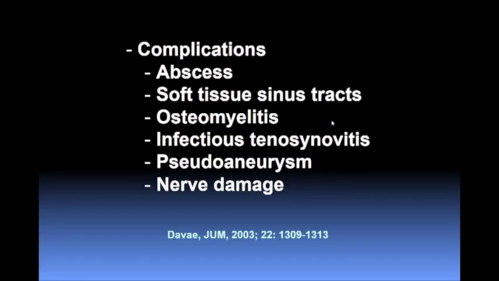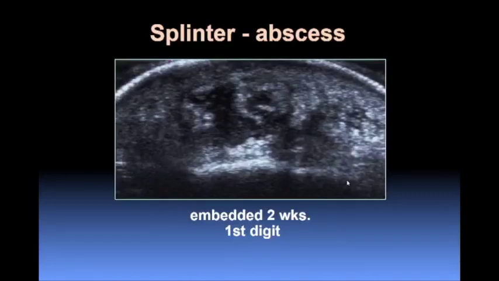Ultrasound is also good for looking for complications, including abscess, where these foreign bodies might be, or depending on how long the patient waits to see someone, if they develop a soft tissue sinus tract or osteomyelitis, or even if it's in the tendon sheath, a tenosynovitis. If they're close to an artery, they could develop a pseudoaneurysm, or they could have direct damage to the nerve if they pierce it.